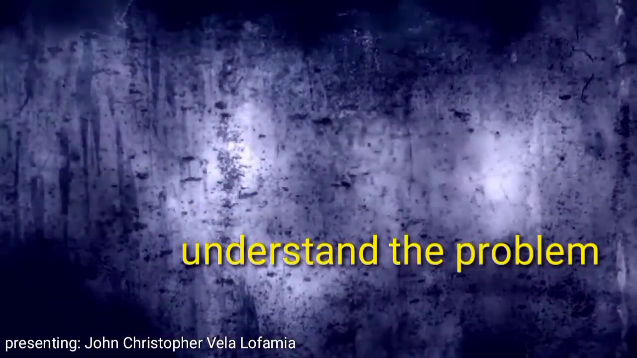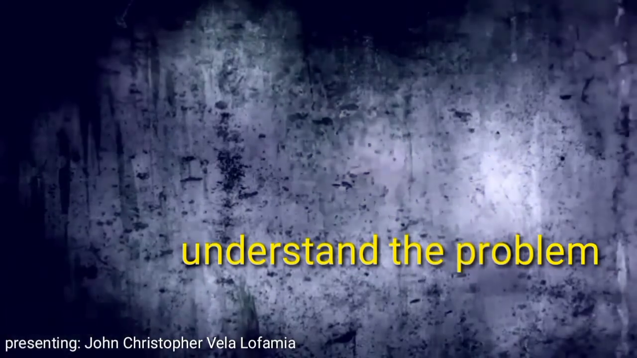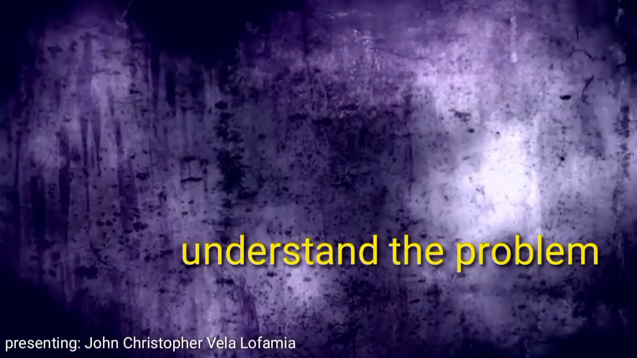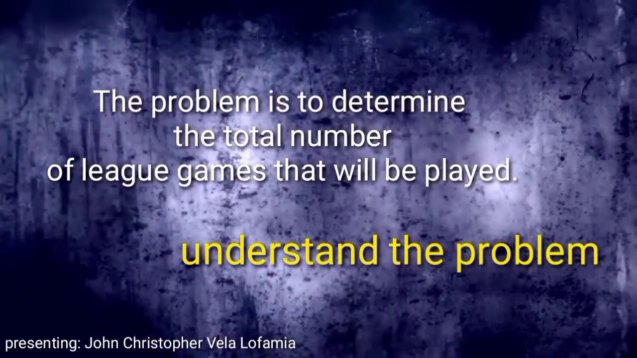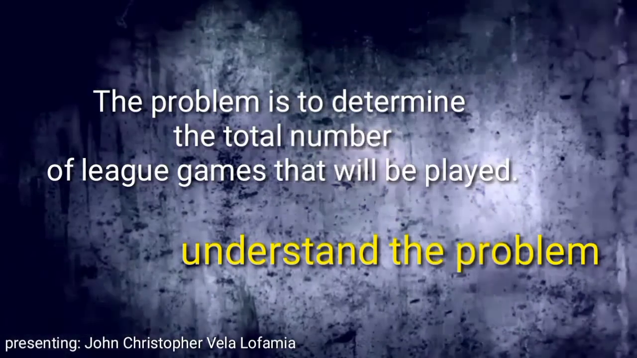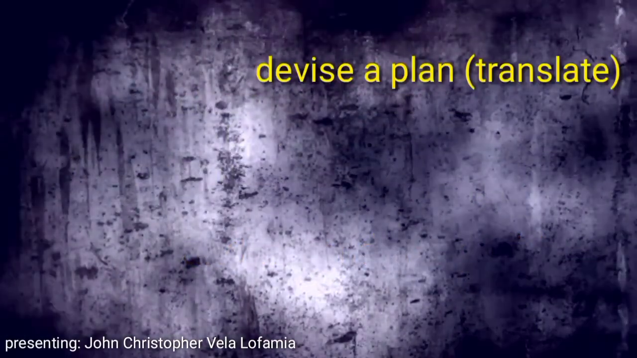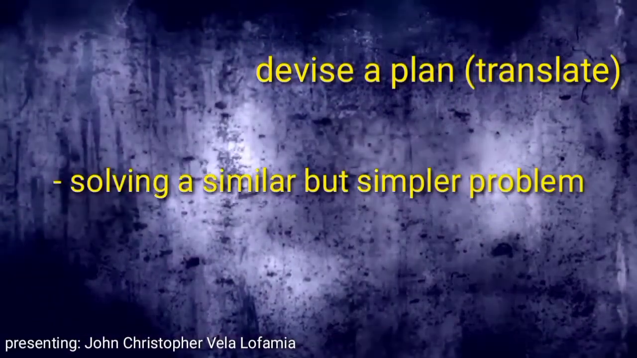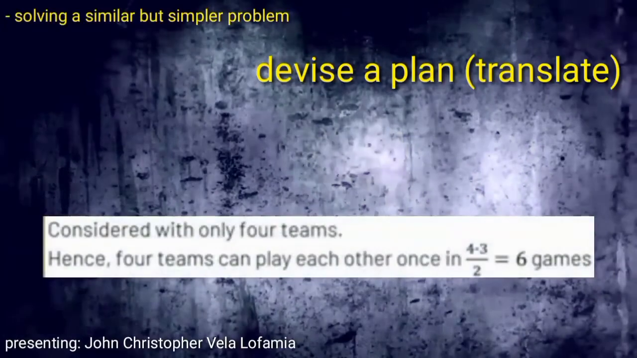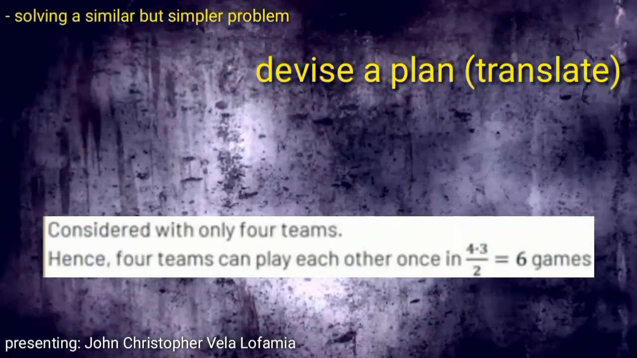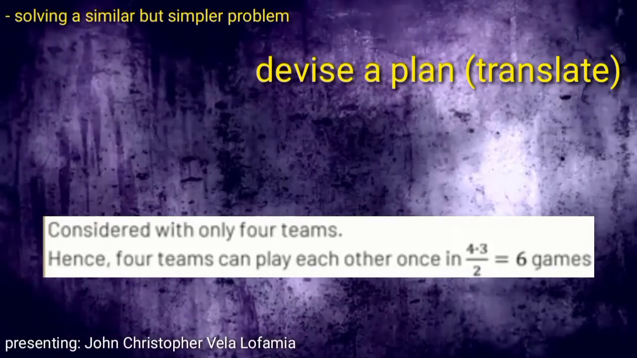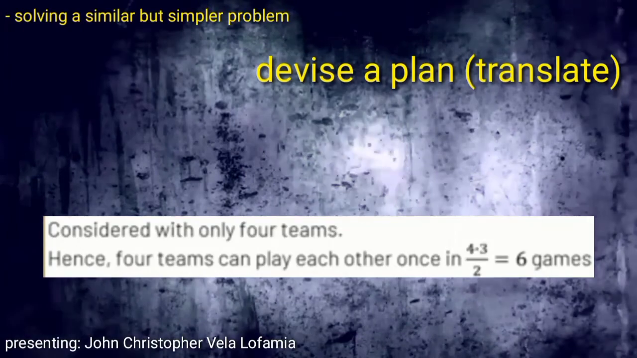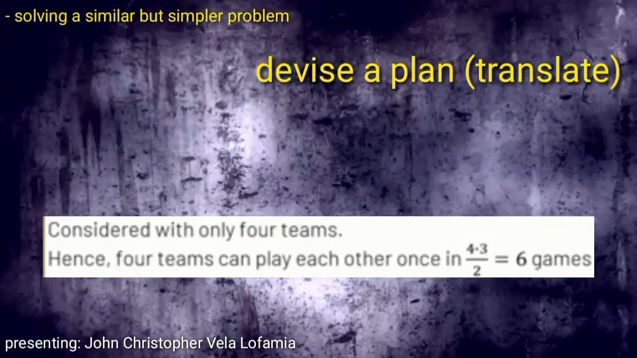To understand the problem, there are 8 teams in a league, and each team plays exactly 3 times against each other team. The problem is to determine the total number of league games that will be played. The strategy that we will use is solving a similar but simpler problem, considering only 4 teams. Here, 4 teams can play each other team once. We might conclude that it would result in 4 times 3 equals 12 games.